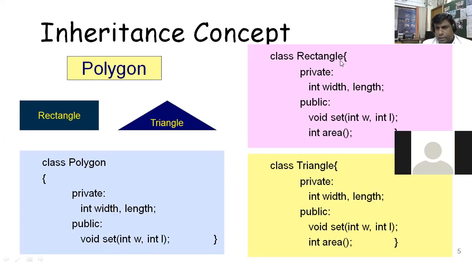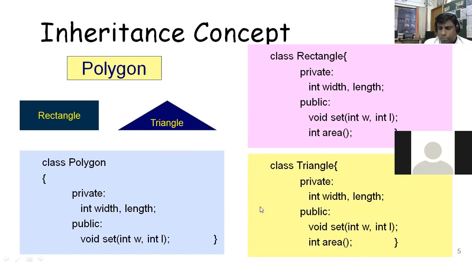Now come to the class rectangle. Class rectangle is the same, but in this we add one more member function, integer area. Just like polygon, we have private integer width and length, and public void set with integer w and integer l. This area function is what we add additionally compared to the polygon class. Now come to the third class, the triangle. All the member functions and data members are similar to the rectangle class. In all three classes there is no relation of any type between them.